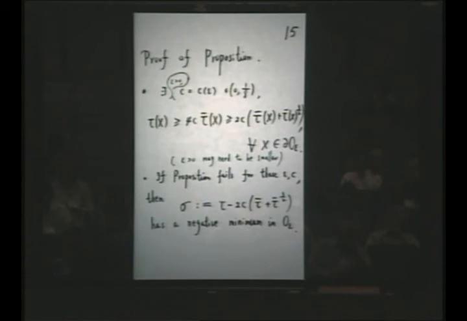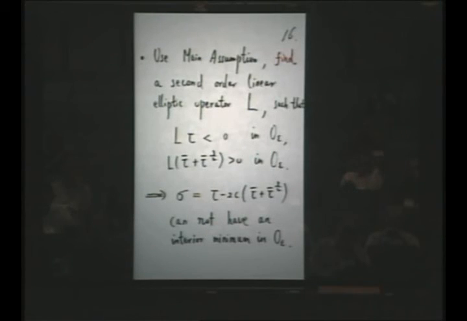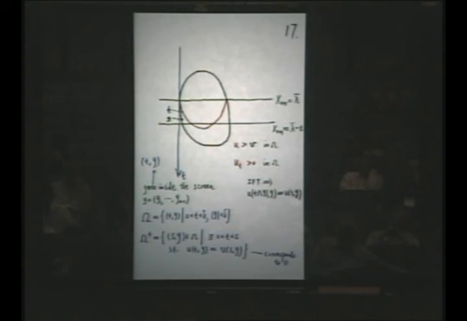So we are going to look at the equation of tau and compare it to the equation of this guy. Then you use the main assumption, and you can find a second order linear elliptic operator L such that L tau is less than zero, and L of this is bigger than zero. That implies this cannot have an interior minimum. But to find this L is kind of tricky. It's not quite clear. Actually, the most obvious L does not work, because things change sign. So anyway, here you put it like this.